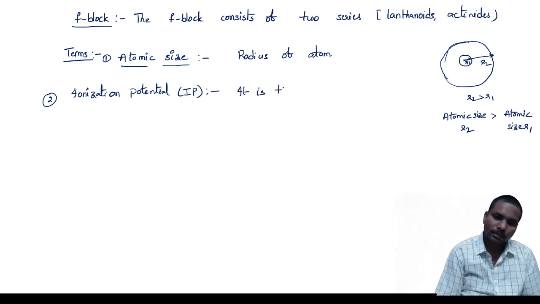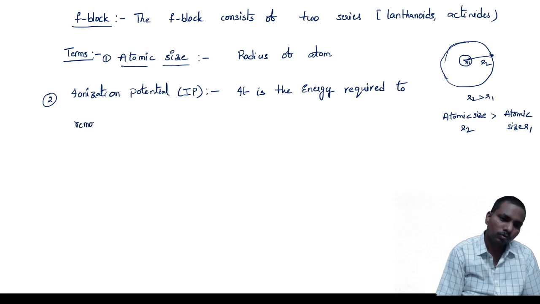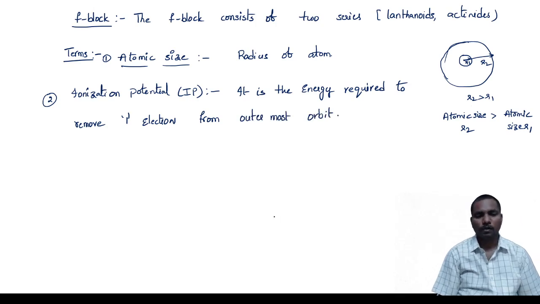It is the energy required to remove one electron from the outermost orbit. Okay, from the outermost orbit.